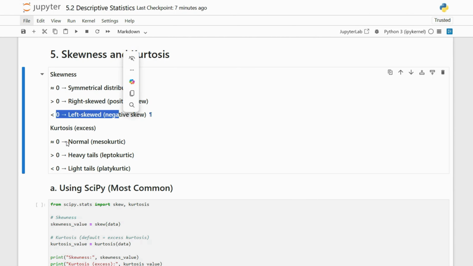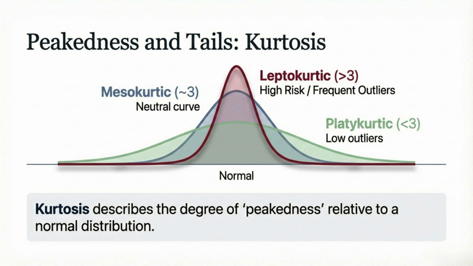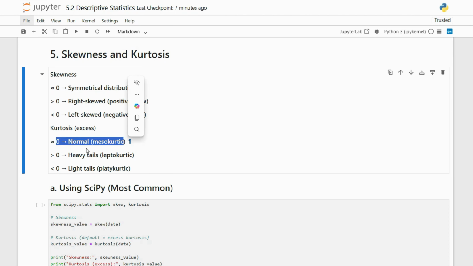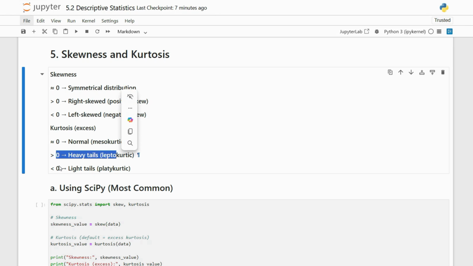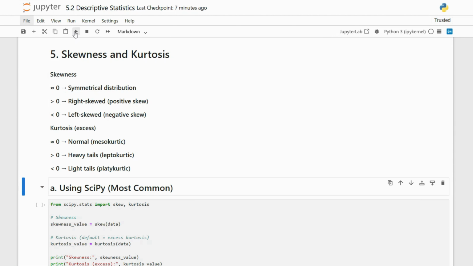lower values. Kurtosis describes how heavy or light the tails of a distribution are compared to a normal distribution. When kurtosis is around 0, the distribution is normal, also called mesokurtic. If kurtosis is greater than 0, the distribution has heavier tails, known as leptokurtic, which means more extreme values or outliers. If kurtosis is less than 0, the distribution has lighter tails called platykurtic, which indicates fewer extreme values.